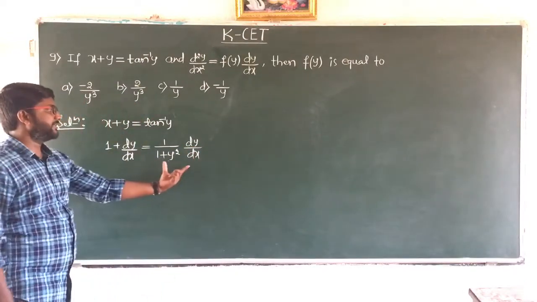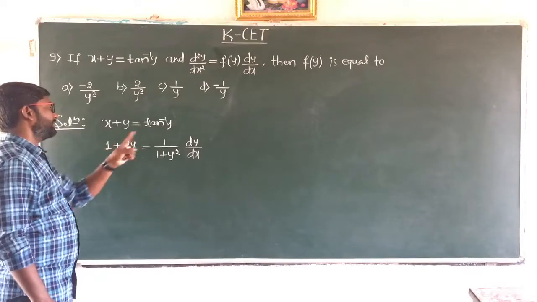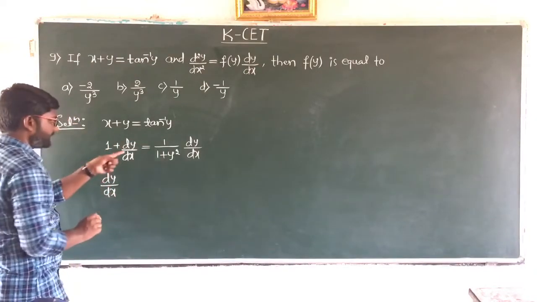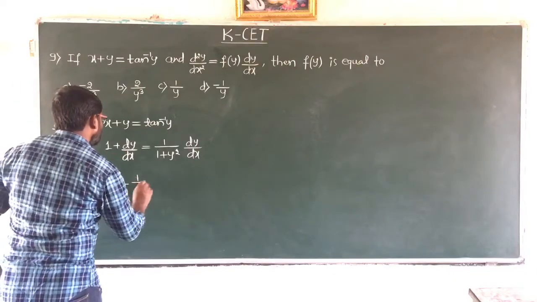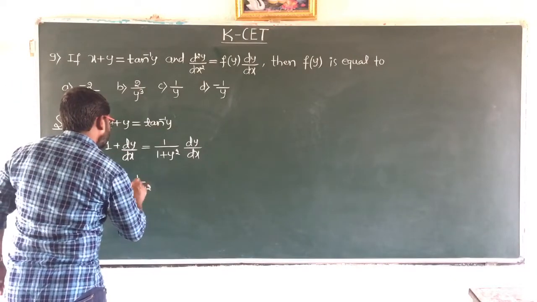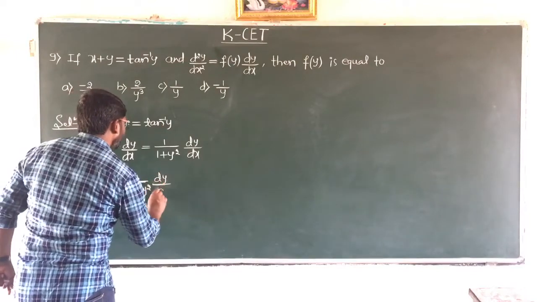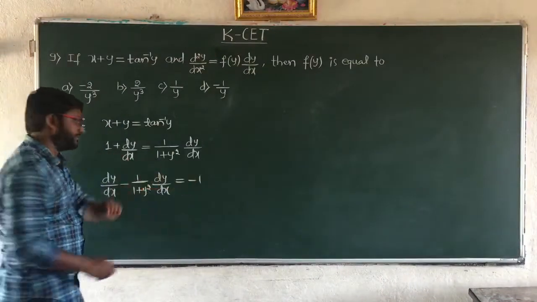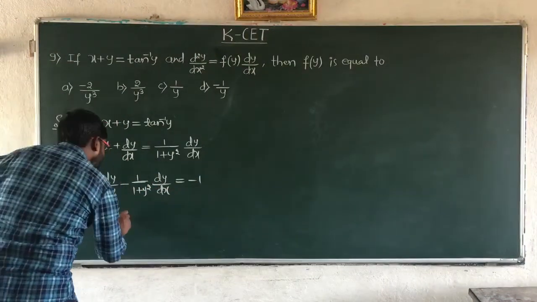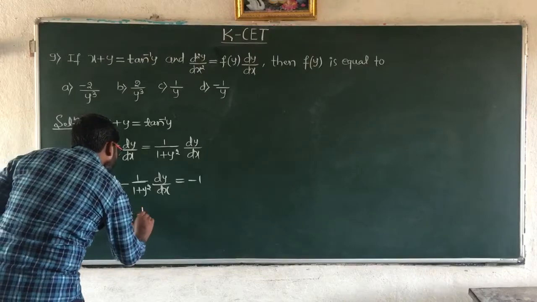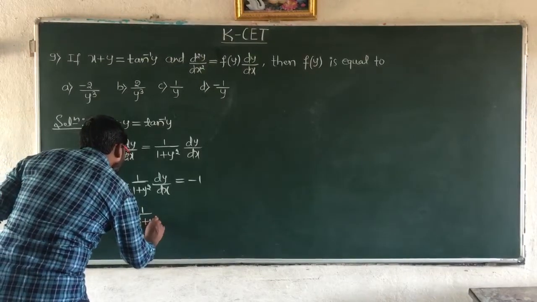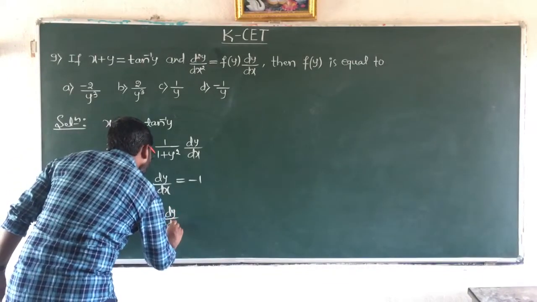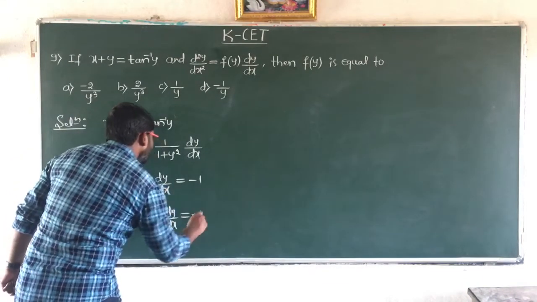Now I take this entire term to the LHS and 1 to the RHS. So we get dy by dx as it is, this term as it is, then it becomes minus 1 divided by 1 plus y square into dy by dx, which is equal to minus 1. This 1 I have taken into the RHS, it becomes minus 1. Now in this I can take dy by dx as a common term. 1 minus 1 divided by 1 plus y square into dy by dx which is equal to minus 1.